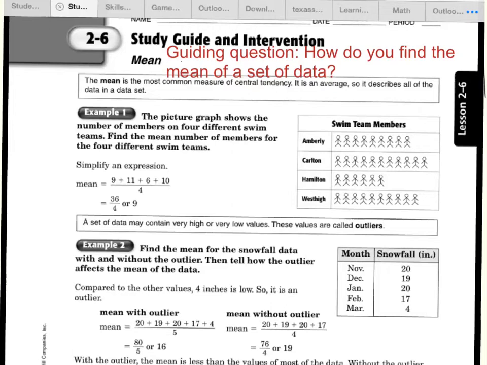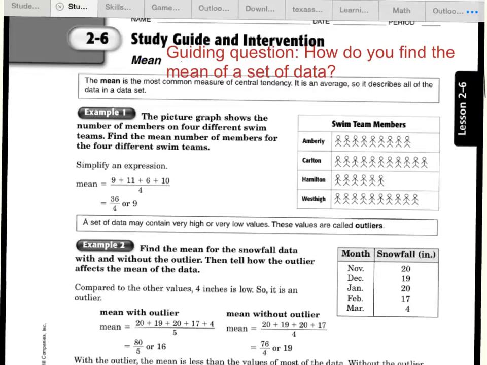This is finding mean. And our guiding question today is, how do you find the mean of a set of data? And mean is the same thing as average. So if you know how to find, say, the average of your grades, then you can find the mean. Mean is just another word for average.